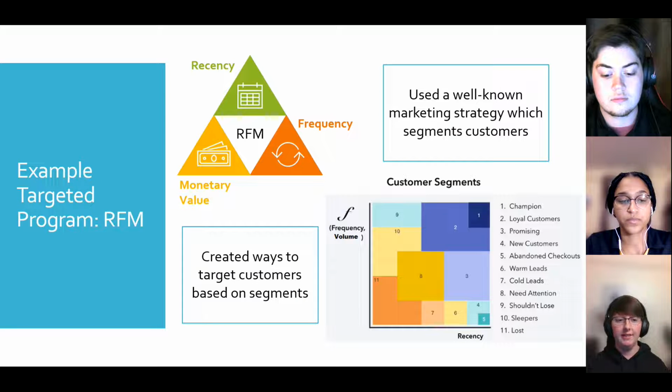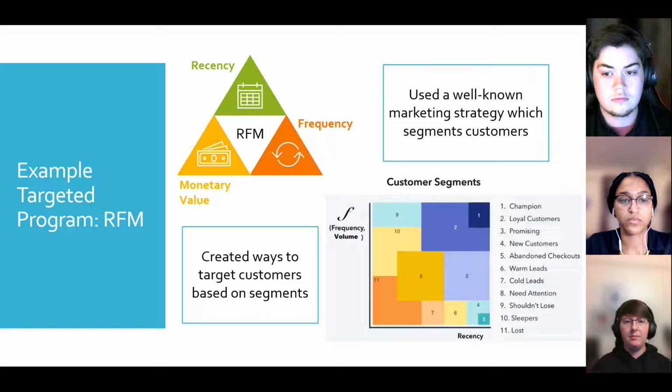So we wanted to give an example of what one of our targeted programs focused on. So this was some of Kwaku's work that he did a lot of research into, and it was RFM, which is a program that looks at recency, frequency, and monetary value. So recency is when was the last time a customer came in, frequency, how often they came in, and then monetary value, how much were they spending.